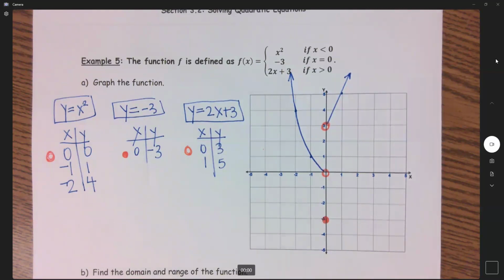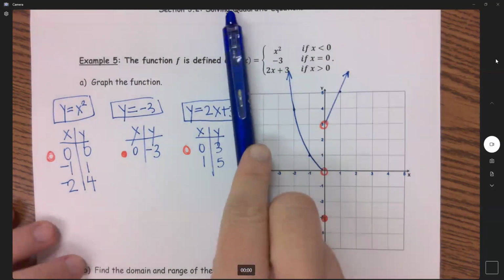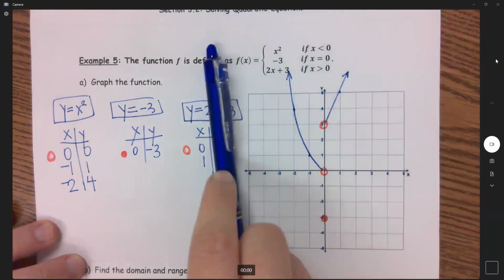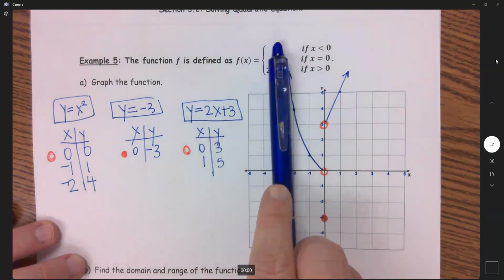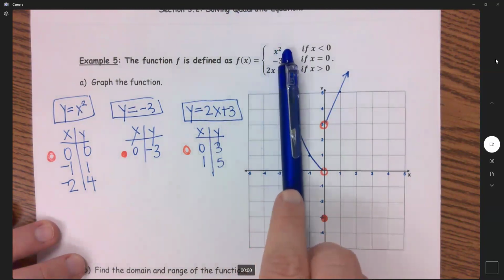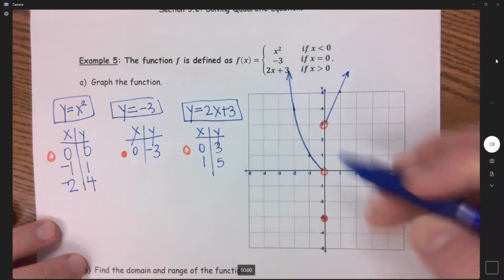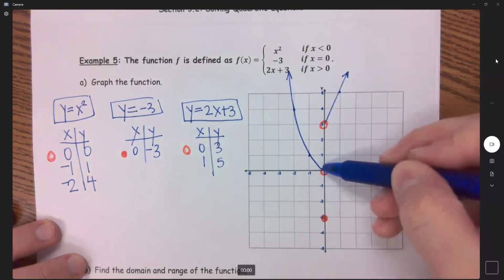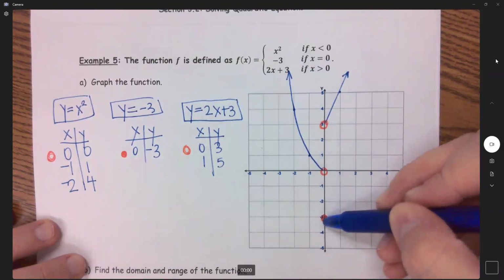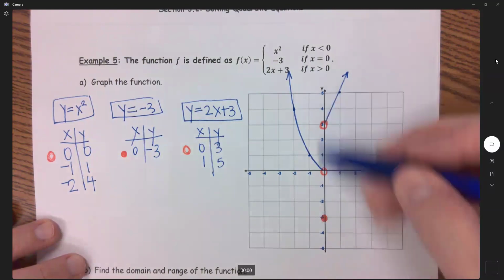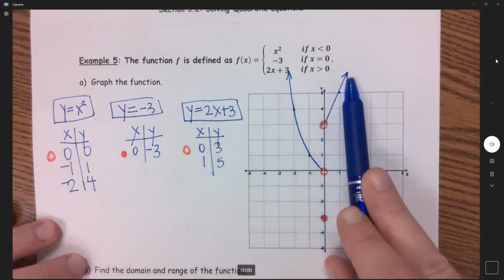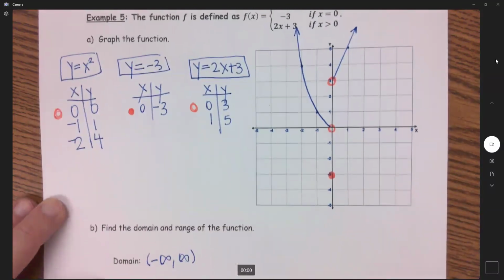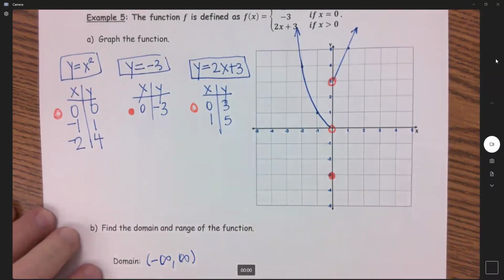So let's continue on. The domain, as we go from left to right, we start with arrows, so that's -infinity. We have an x value at -2, -1, and 0. At 0, I don't have a point here, but I do have a point right here where x equals 0. So there's not a break, and then it picks up right here. And now it's going to keep going on forever. So the domain is -infinity to infinity.